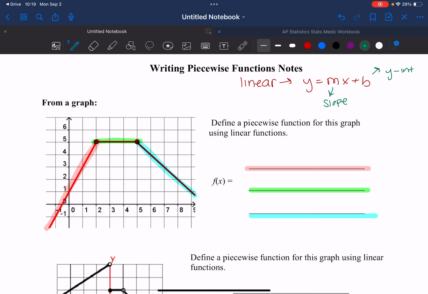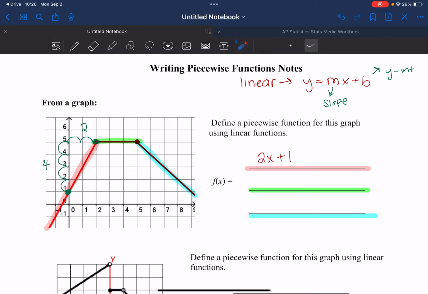So notice right here we have our y-intercept of 1. And then in order to find the slope, I'm just going to use this point where the y-intercept is and then this point here. Okay, so that means I'm going up 1, 2, 3, 4, and then right 1, 2. So I have 4 divided by 2, which is 2. So that means I have 2x plus 1.